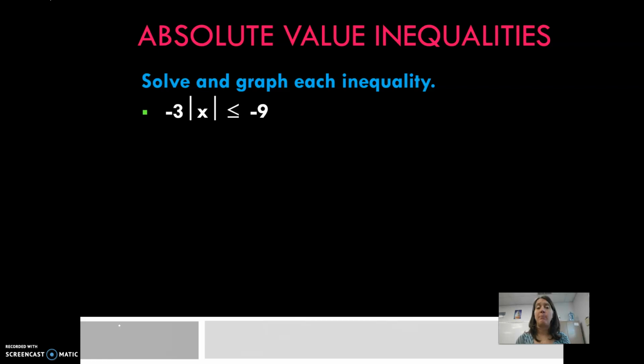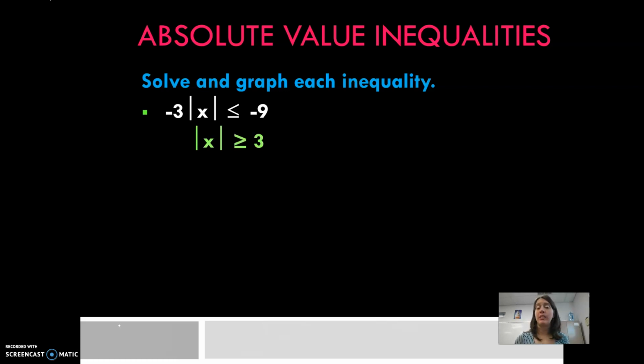On the outside of our absolute value, we have a negative 3. I can't have anything on the outside of the symbol, so I have to divide by negative 3. Now, hopefully that just put off a little light bulb in your mind. I'm dividing an inequality by a negative number. What happened when we divided by a negative number? It reversed our inequality sign.